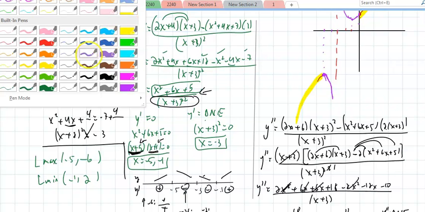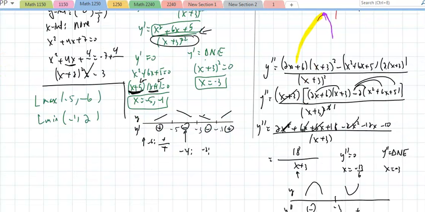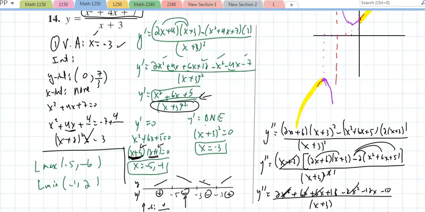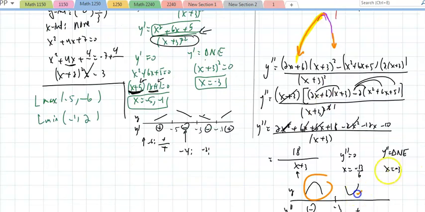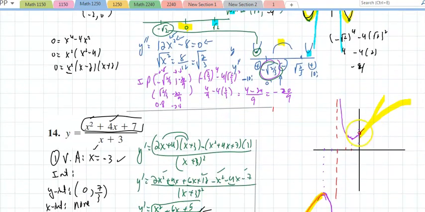Now that I know the graph is concaving up, I could continue this. And now that I know the graph is concaving up, I know the right side looks like this. Otherwise, I would have gotten an inflection point there, and I figured that out.